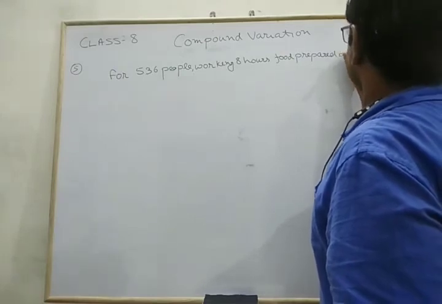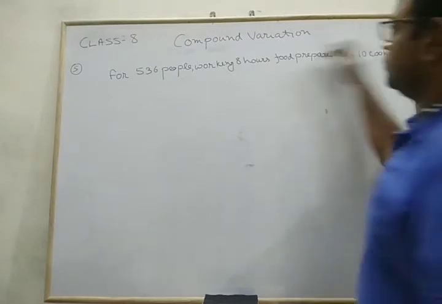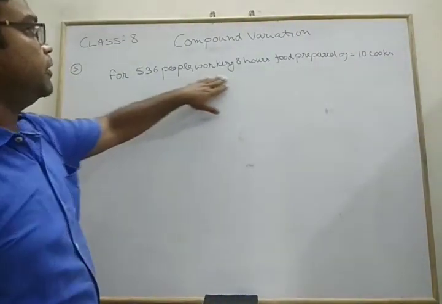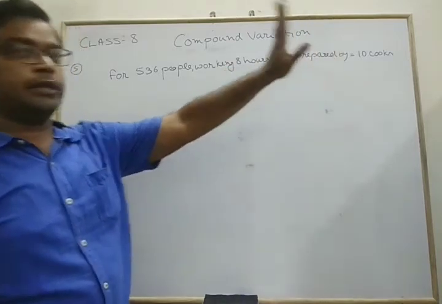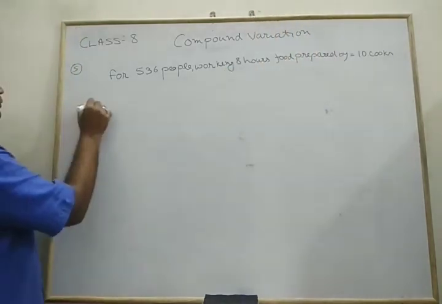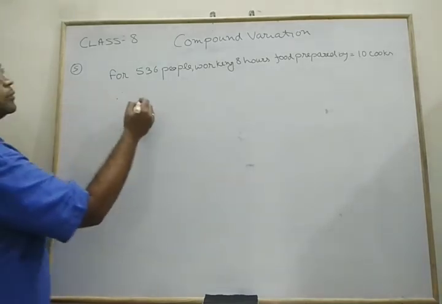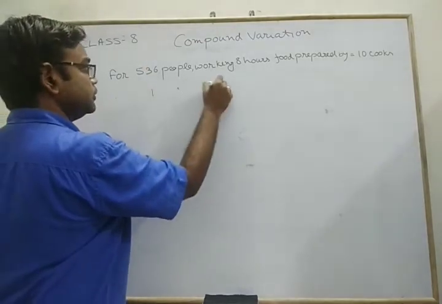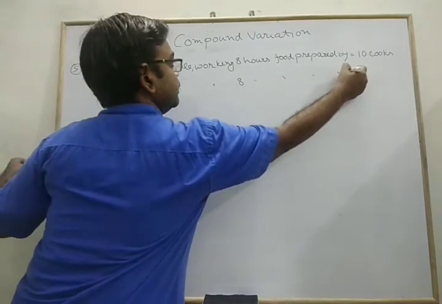Prepared by 10 cooks. So for 536 people working 8 hours each day, food prepared by 10 cooks. So therefore, for 1 person we are going to use working, this is constant, food prepared by equals to.